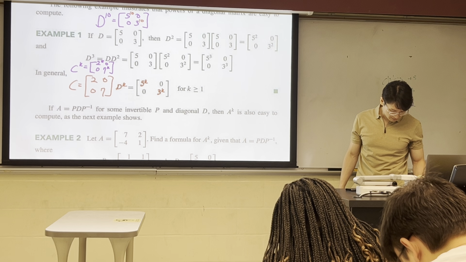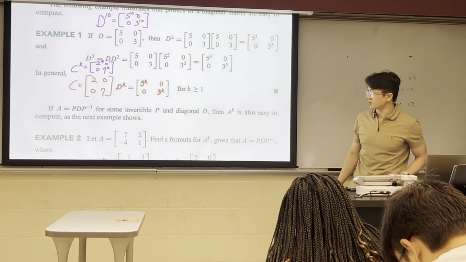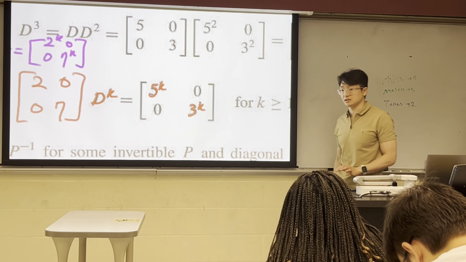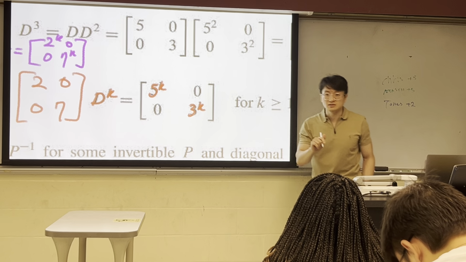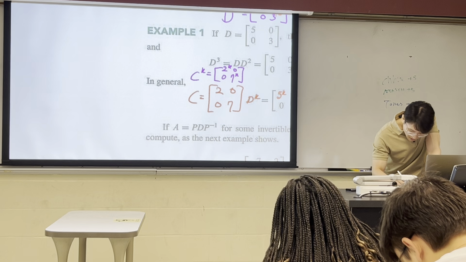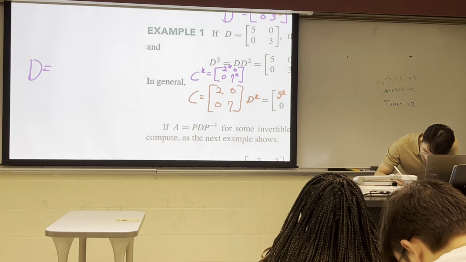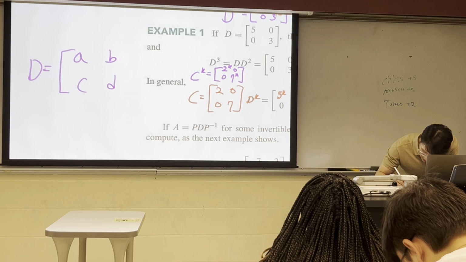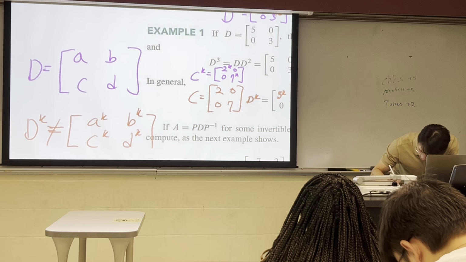Can you notate that it's just the matrix with the power on the outside of the matrix? No, you have to write it for every entry. Yes, because what you're saying is, say D is A, B, C, D, then D to the K is not equal to A to the K, B to the K, C to the K, D to the K. Isn't it? Never true.